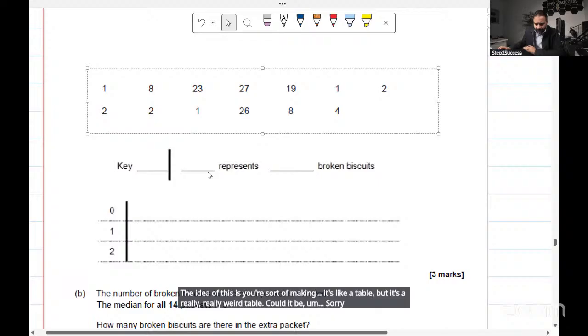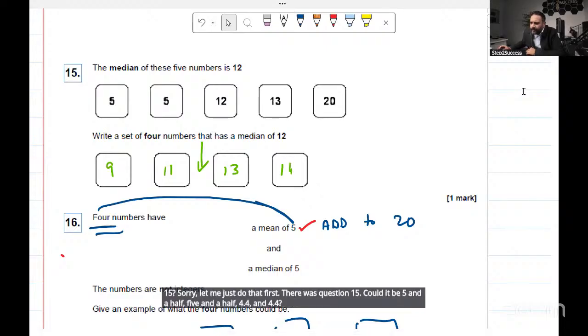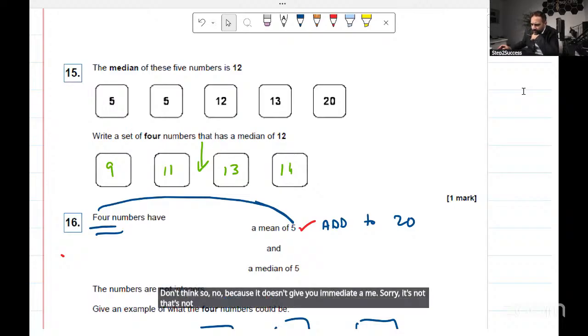Sorry, can I scroll to question 15? Sorry, let me just do that first. There was question 15. Could it be 5.5, 5.5, 4.4, and 4.4? Don't think so, no, because it doesn't give you a median, sorry, that's not a median of 5. That's what we wanted, wasn't it?